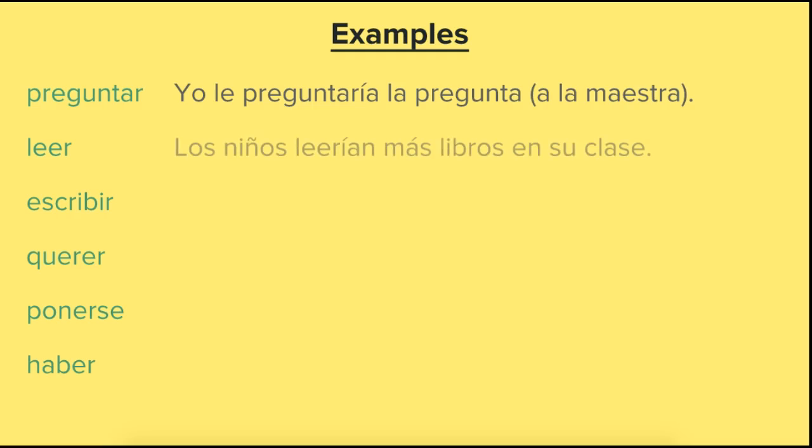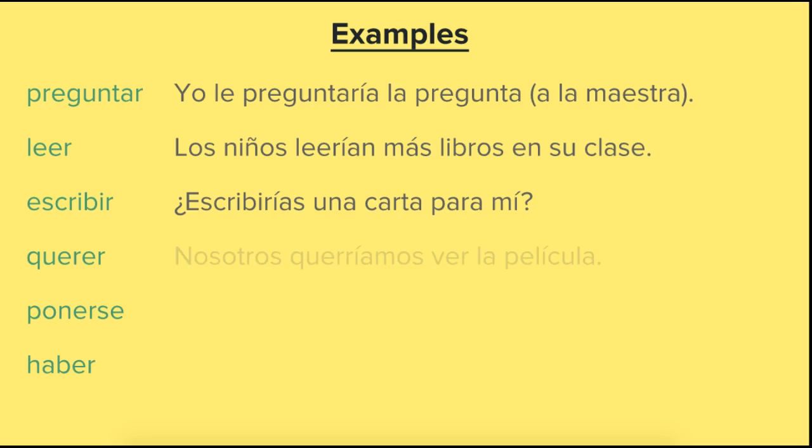Using the verb leer. Los niños leerían más libros en su clase. The children would read more books in his, her, your, or their class. Using the verb escribir. ¿Escribirías una carta para mí? Would you write a letter for me? In this sentence, we know that the question is being asked to you, and this is the singular familiar you. We know that because the ending ías is only used with the tú form of the verb.